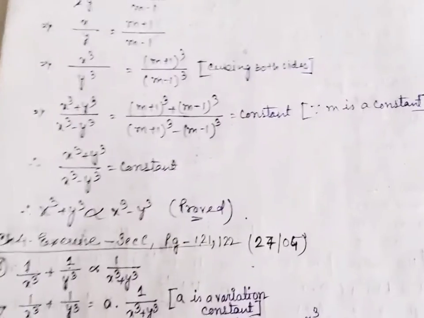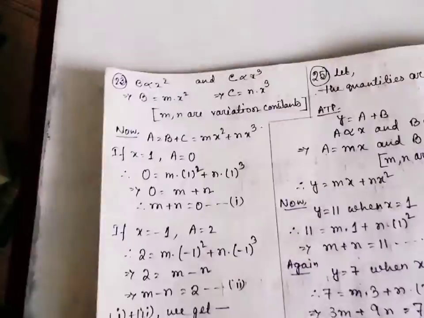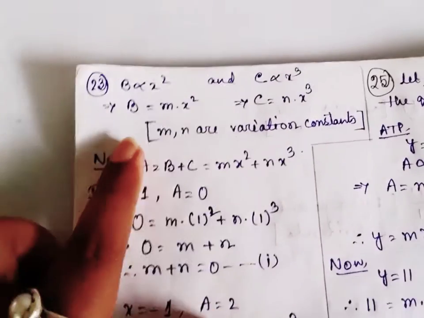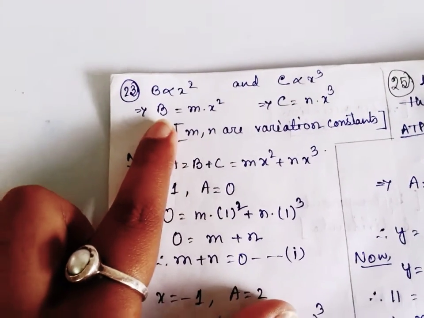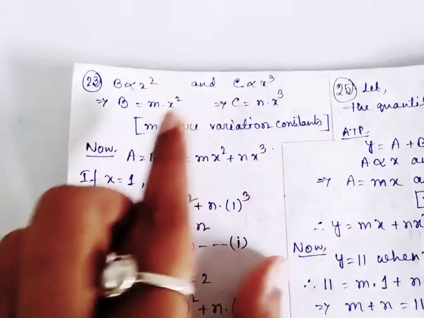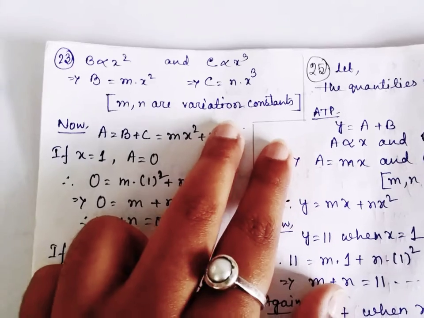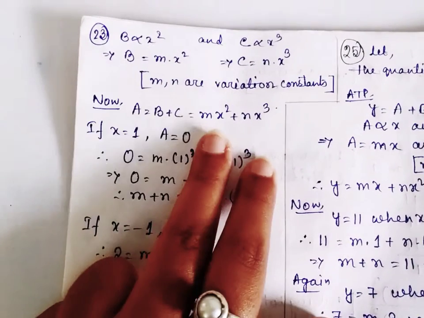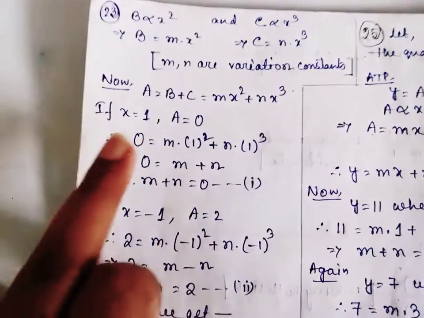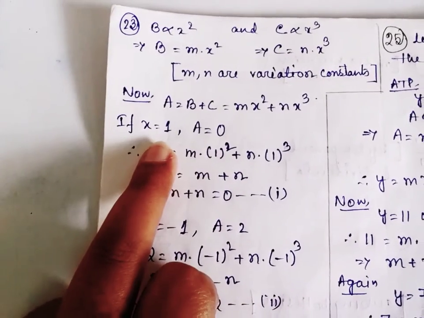So for that reason we will do this. Since it is said that b varies to x square and c varies to x cube, that means b equal to mx square and c equal to nx cube, where m and n are both variation constants. Now a equal to b plus c, put the value of b, c. Now there is a condition that a will be 0 when x equal to 1.